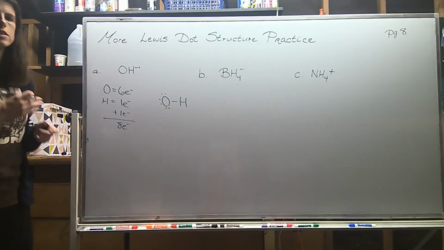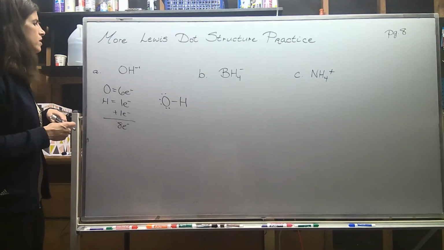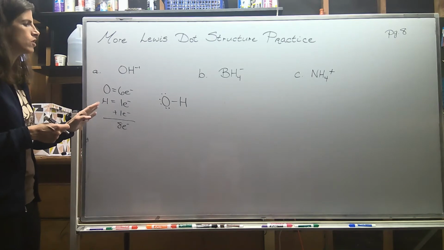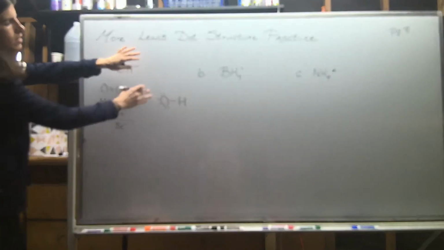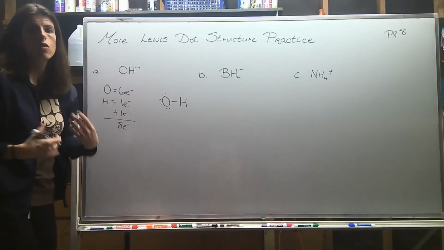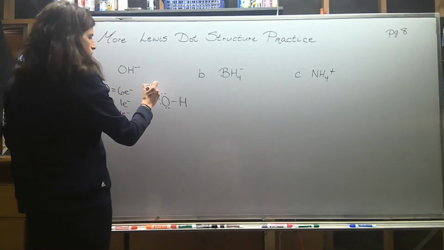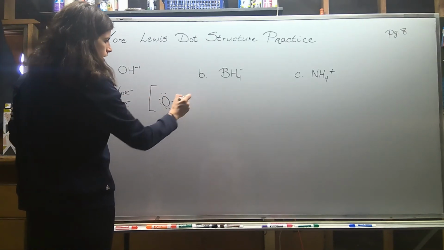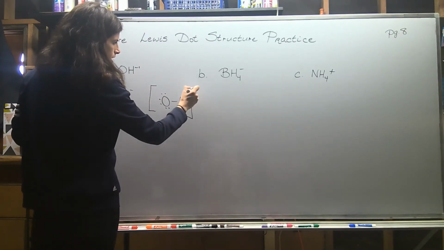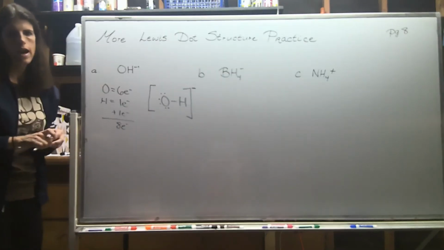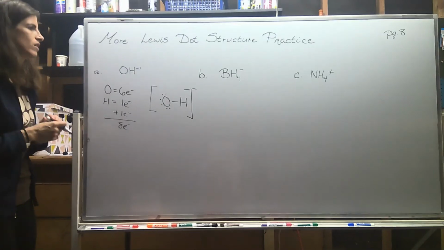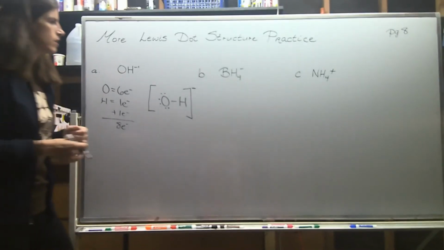The last thing here that's a little bit different than the previous examples is that because it's a charged species, we want somebody who just looks at this by itself to know that it had a negative charge. So anything that has a charge needs to have square brackets, and then you're going to put the charge on the outside of the square brackets. That part's really important. All right, let's continue.